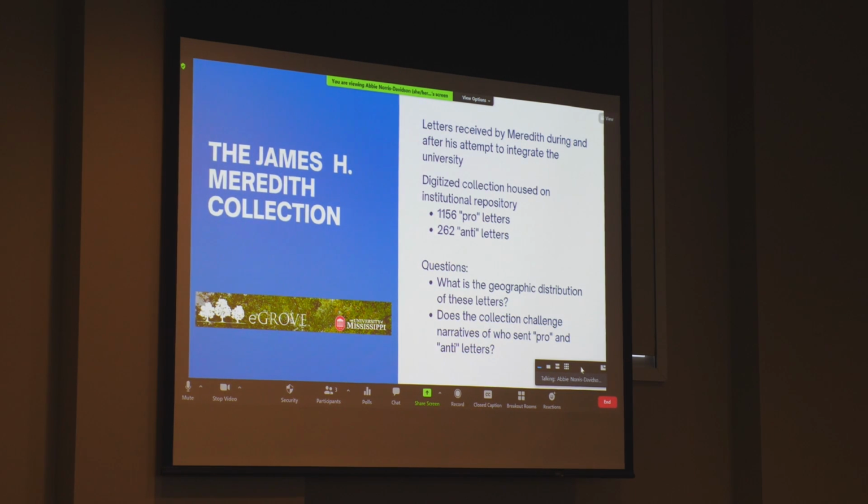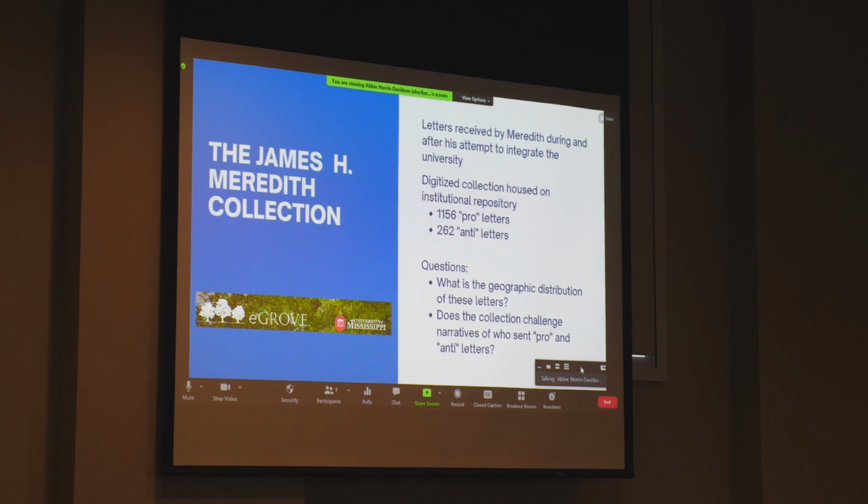And it's a very interesting contrast to look at the letters and what they say and who is saying them. And as I was working with this collection in the repository, I began to notice a lot of return addresses. And so I began wondering what the geographic distribution of these letters was, who was sending them, who was aware of what Meredith was doing around the world. And then also wondered if we took these letters and mapped them, would where the letters came from kind of challenge the narratives of who you would think would send pro letters and who you think would send anti-letters?